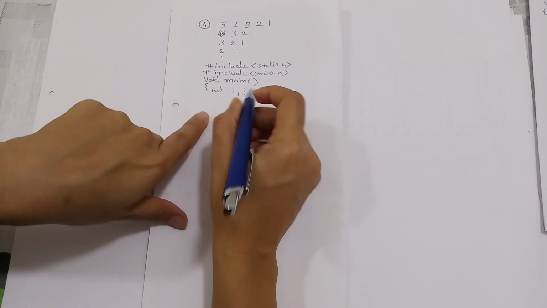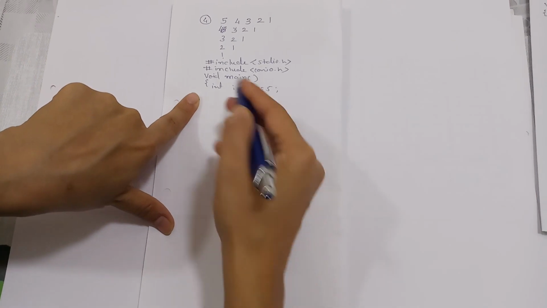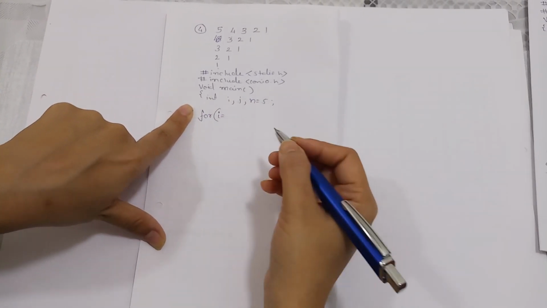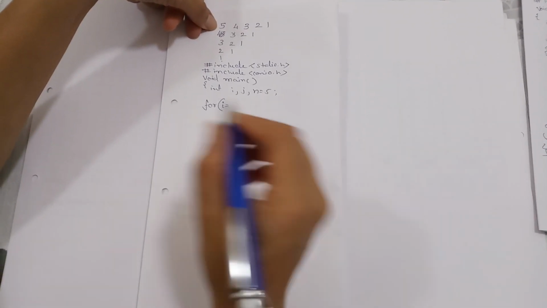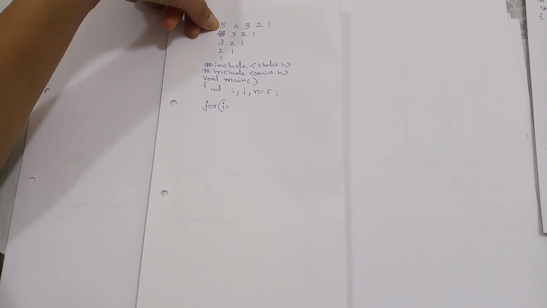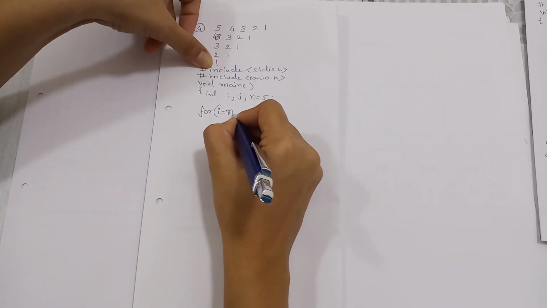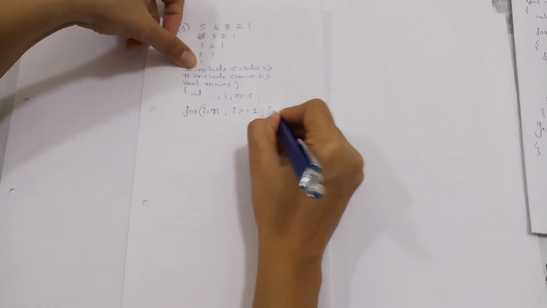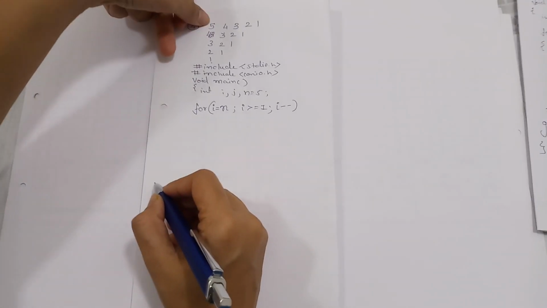So let's start with the code, where again we have taken two variables, i and j. One is for row, one is for column. For i, now here my row number is starting from 5 and it is ranging till 1. So again my i will be initialized with n, i greater than or equal to 1, i minus minus, because it is starting from 5 to 1. So that's why it should be in decreasing order.